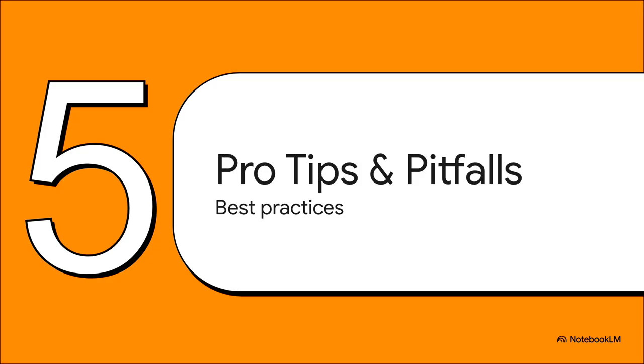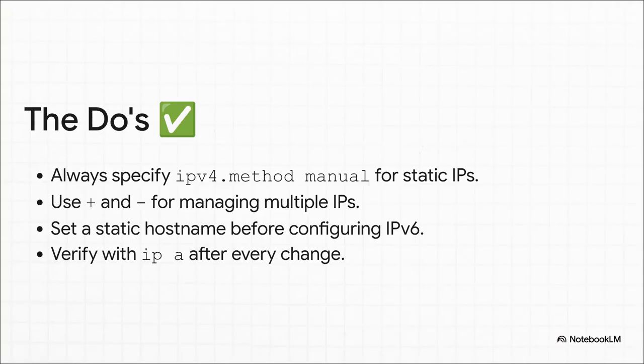So we've covered the how to do all this. Now let's talk about how to do it right. These are some pro tips that come from making the common mistakes, and they're going to save you a ton of headaches later on. So let's recap the best practices. Always, always be explicit and set the manual method. Use the plus and minus signs. They are your friends for managing multiple IPs. And the most important habit you can possibly build, verify, verify, verify. Check your work after every single command.